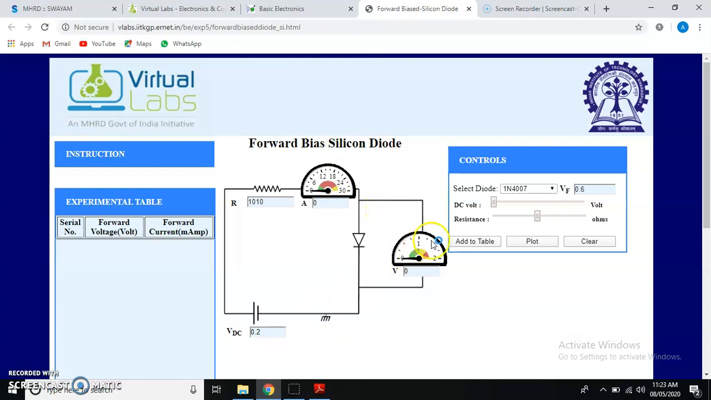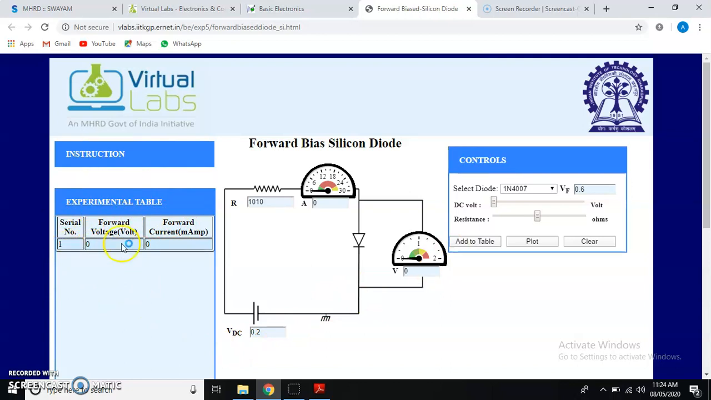So now I am going to adjust. First of all, the reading is, let's say, 0.2. At 0.2 V external voltage applied, there is no current flowing through the device. Let us add this reading into our table. Simultaneously we are preparing the observation table also. And what is that observation table? This is the observation table.